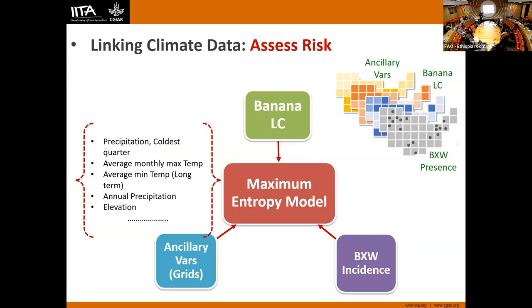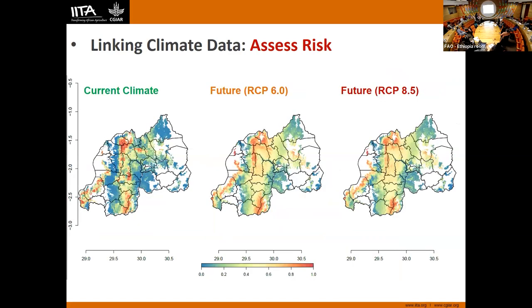First is the land cover, which we already have. We've cracked that nut. Then the incidence of the disease, which we do have. And the ancillary variables are coming in as grids from the current climate and certainly from the model-predicted changes in climate. We brought that together into this maximum entropy model to define a probability, or the risk, of the occurrence of BXW disease itself.